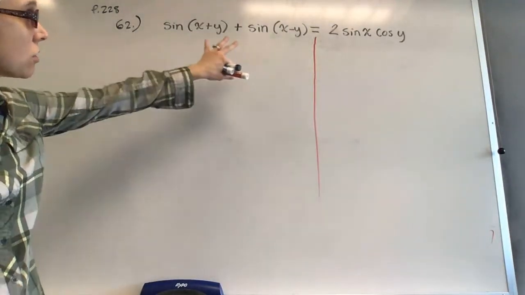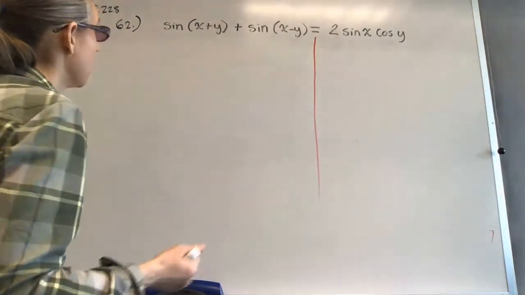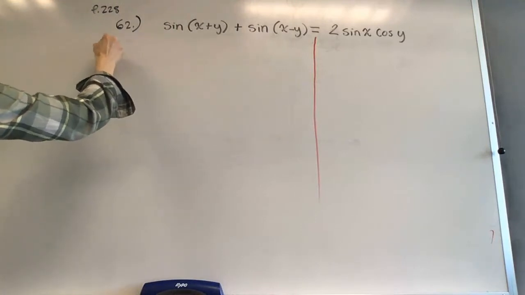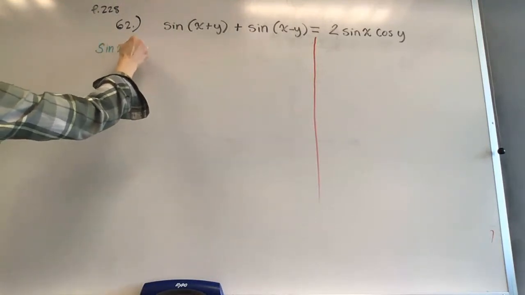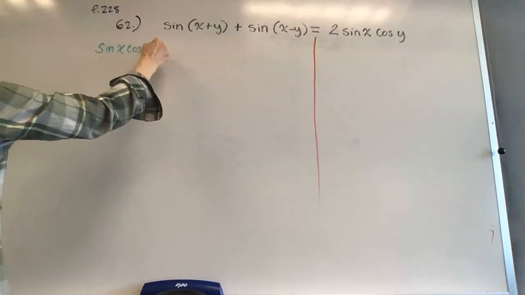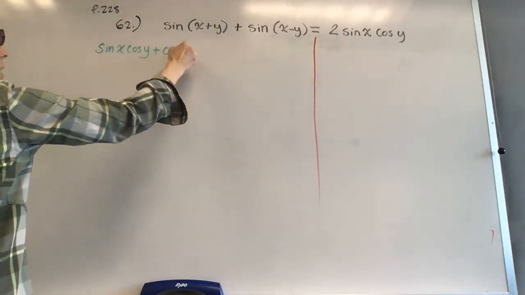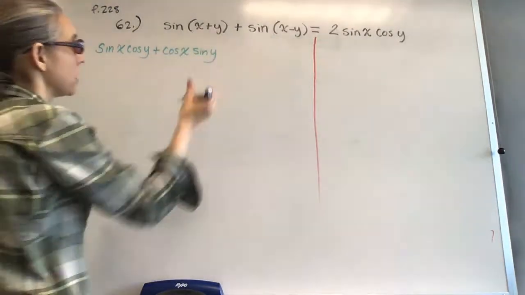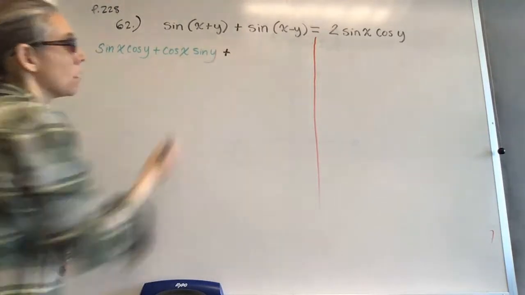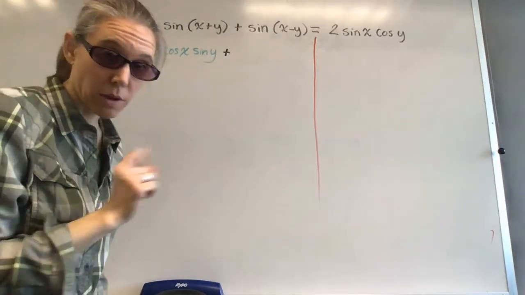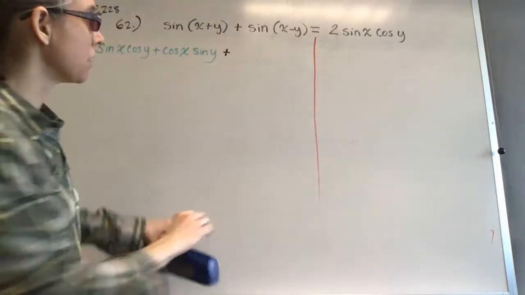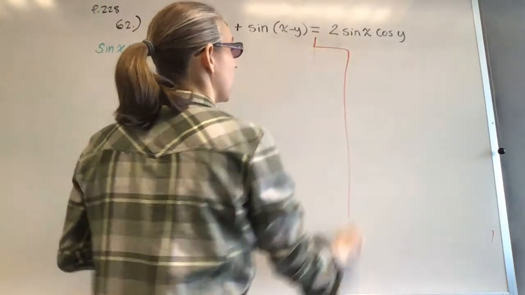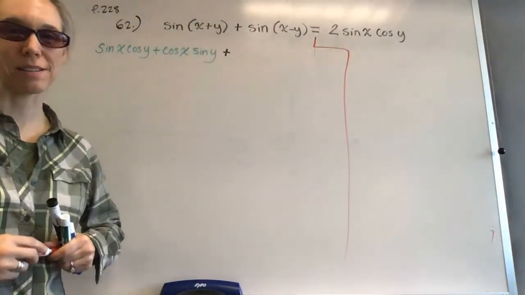I'm going to need to make sure I leave plenty of room, of course. So here's the sine sum. Sine sum is sine x cos y plus cos x sine y. And then I did not leave enough room. I have to get smaller in my writing, or I have to be creative in how I move my red line over. There we go. Now I have more space.